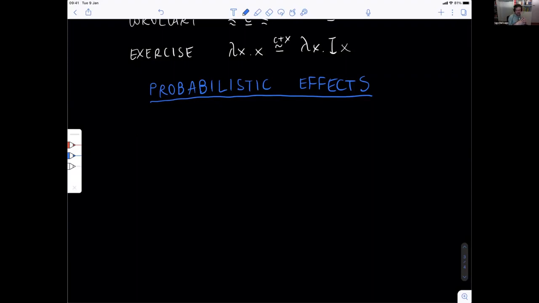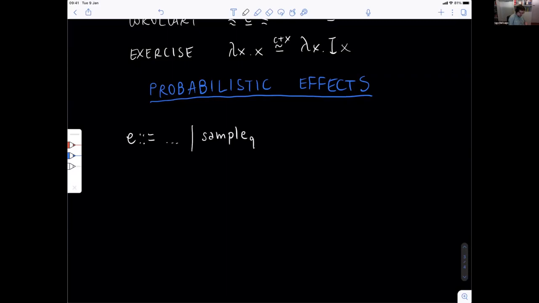probabilistic effects are available. And how do you endow your language with primitives for probabilistic choice? There are many ways to do that. The simplest, arguably, is just saying that your computations do not just include the usual ones we know, but they also include a new one called sample.